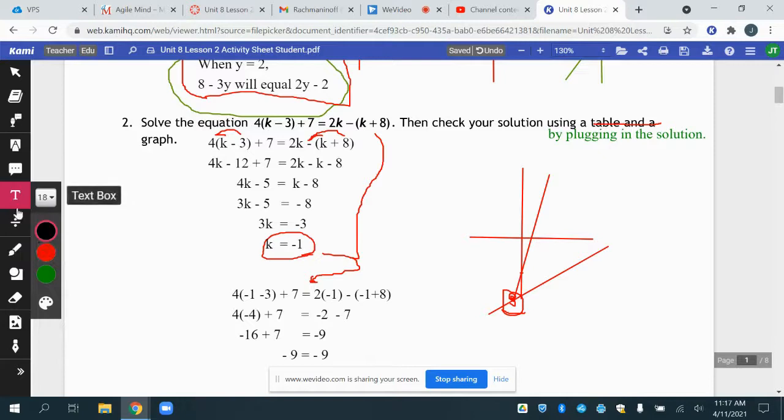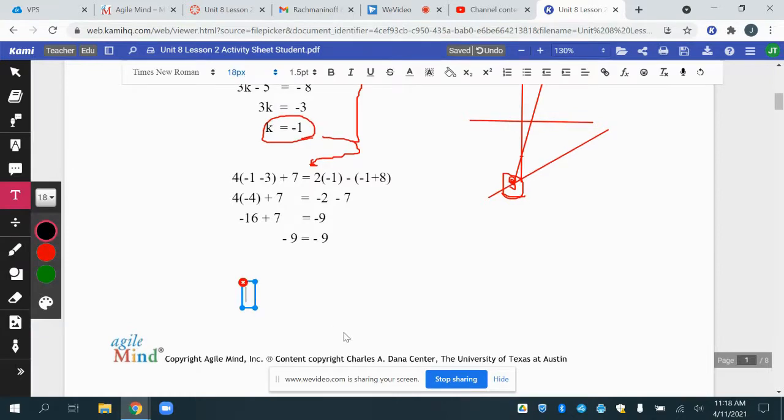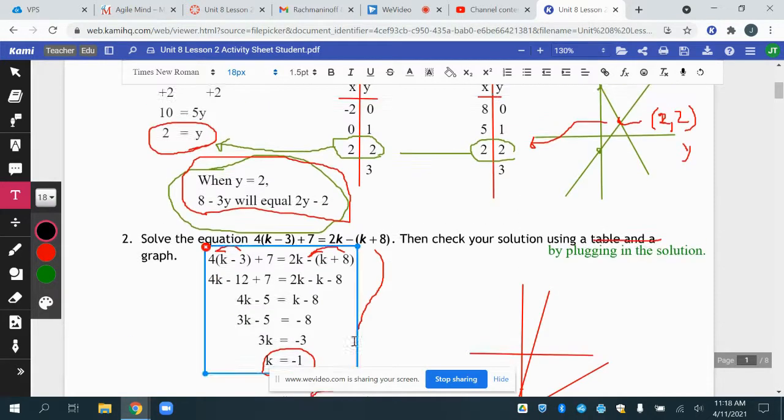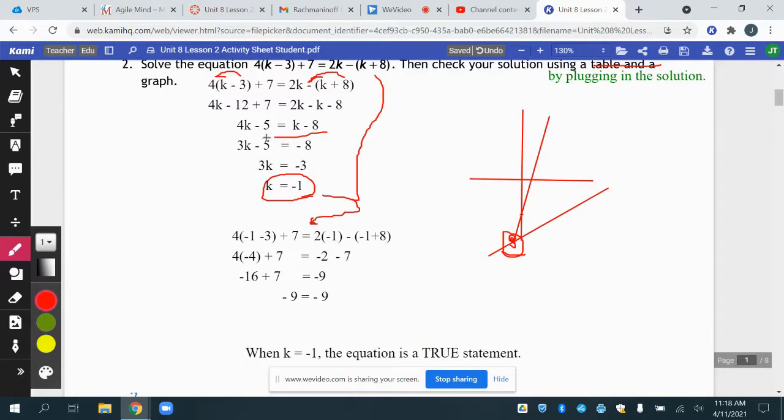So what we can say is, when k equals -1, the equation is a true statement. All true. In other words, the only thing that will make this left side equal to this right side is if I plug a -1 in for k. Okay? So reminding ourselves how this works, this right here was a step. I just use regular math to turn it into this.